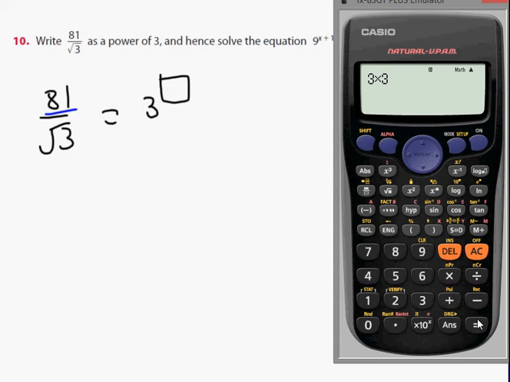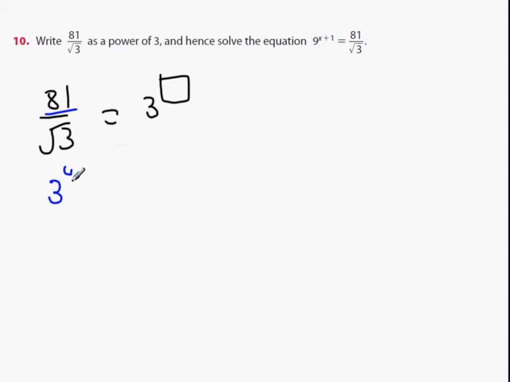3 multiplied by 3, that's 2 of them. Times 3 again, that's 3 of them. That's 4 of them. So 3 to the power of 4. What about root 3? 3 to the power of 1 over 2. The square root sign automatically means a half.